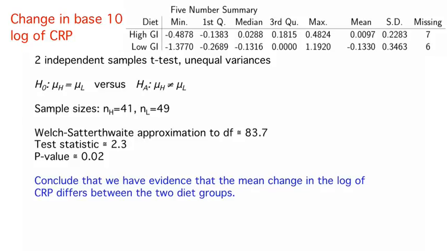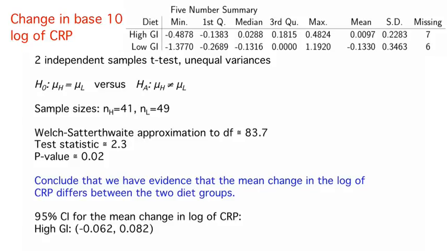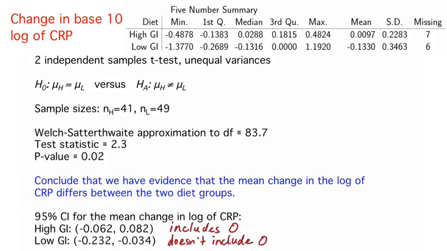To make that conclusion a little bit more complete, again let's look at the confidence interval for the mean change in the log of CRP for each of the diet groups. Note that for the high GI group, it includes 0. So we can't conclude that there was any change in CRP at all for that group. In contrast, for the low GI group, we have a confidence interval that only includes negative values. So it appears that, indeed, CRP dropped on average for the low GI group. And again, that's a good thing. Lower CRP means less inflammation. So this seems to be a beneficial effect of the low glycemic index diet.